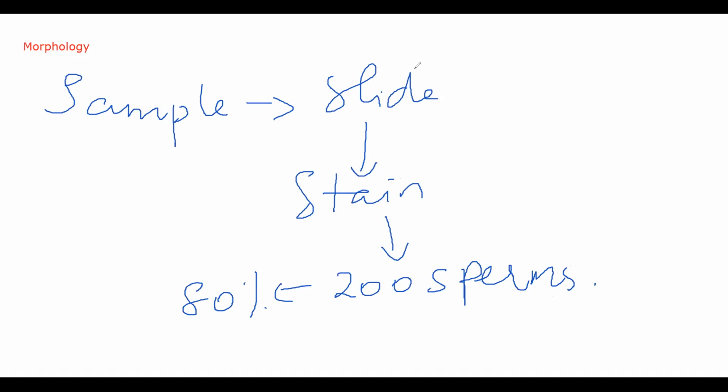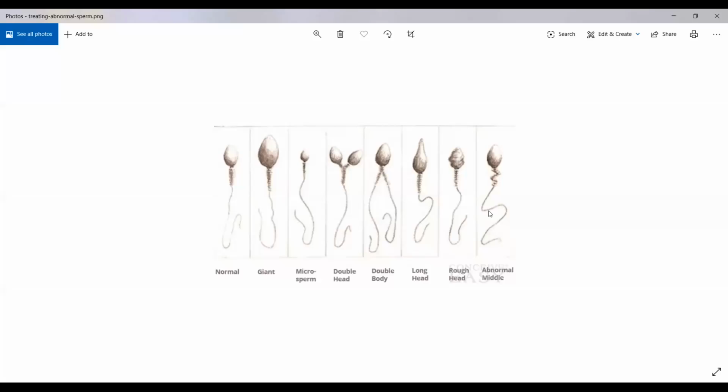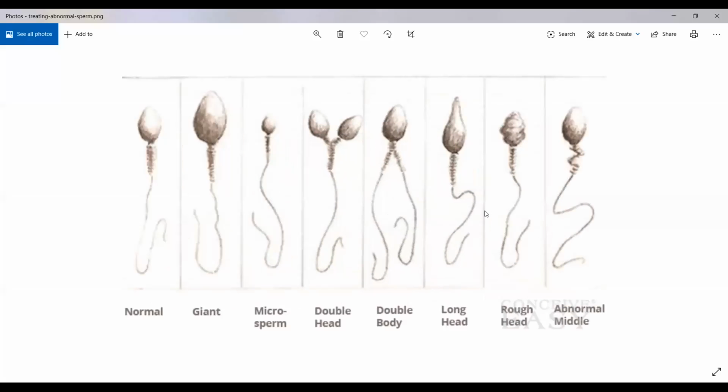Okay? Now what does abnormality look like? I'll show you. See, this is the abnormality. Meaning, normal sperm is on the left. You might see any of these morphological abnormalities, meaning 80% should be normal, 20% will generally be abnormal. There'll be some of the other abnormality.